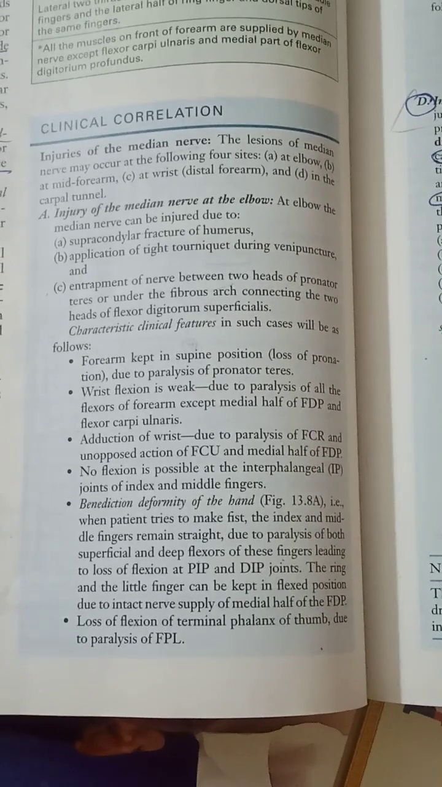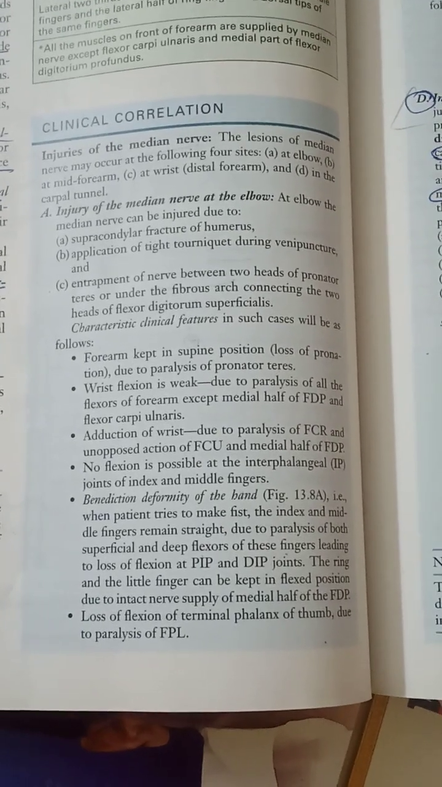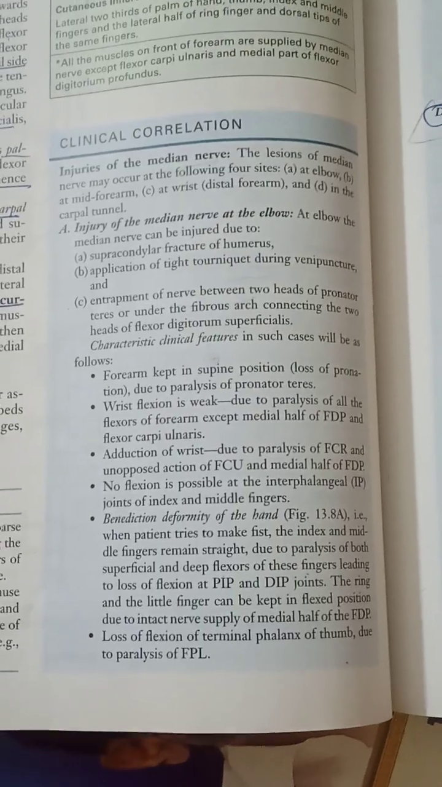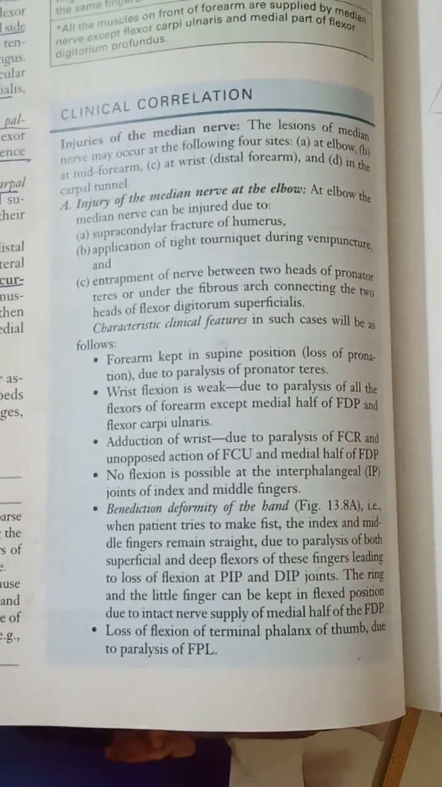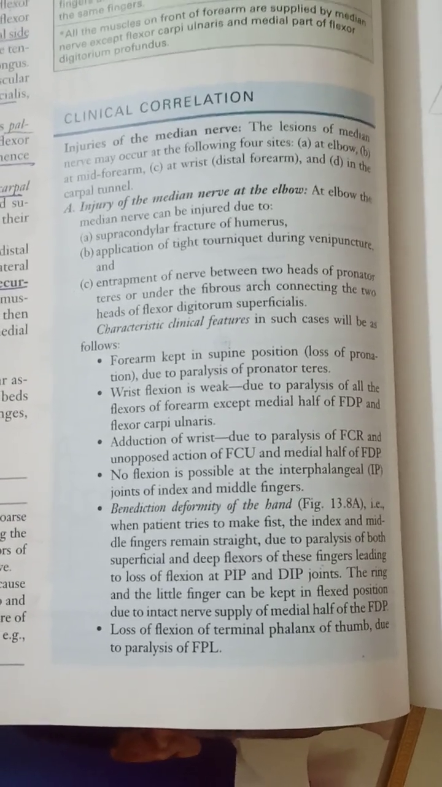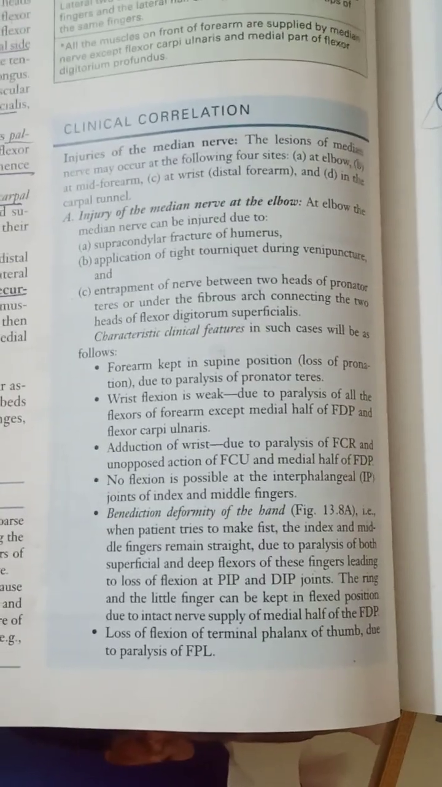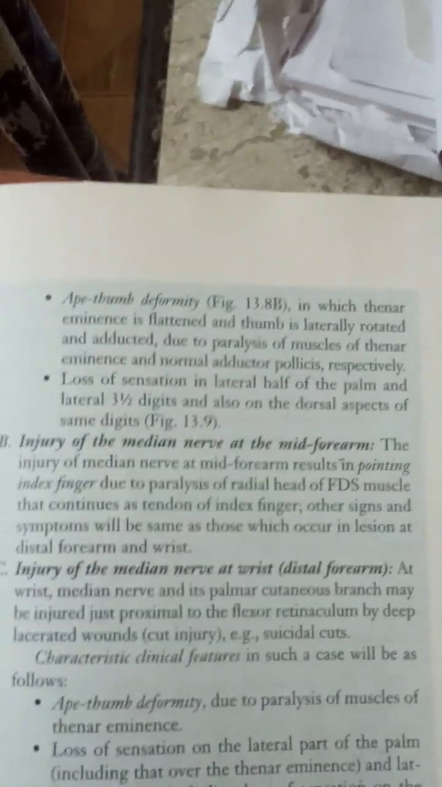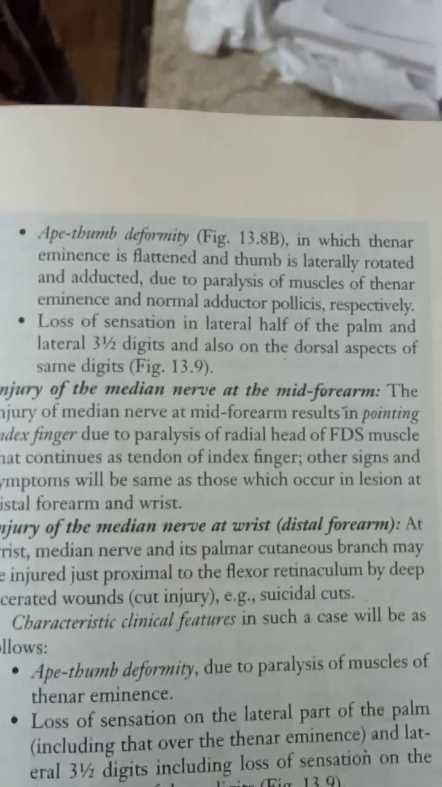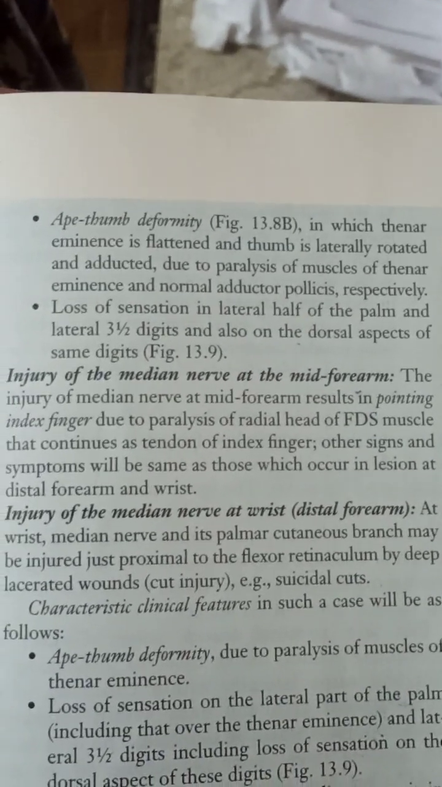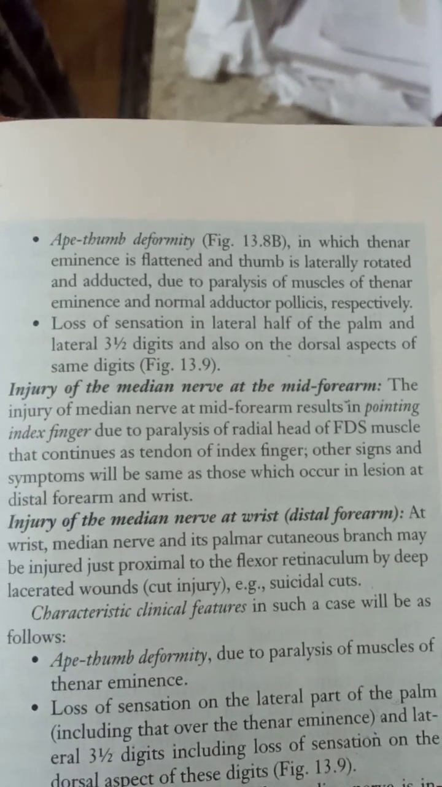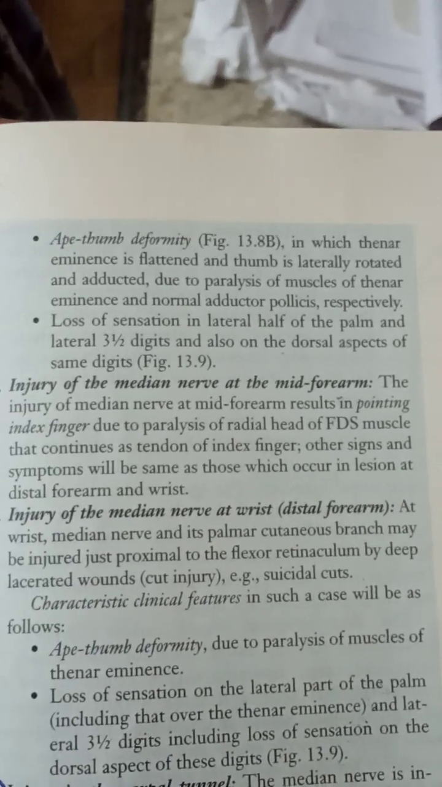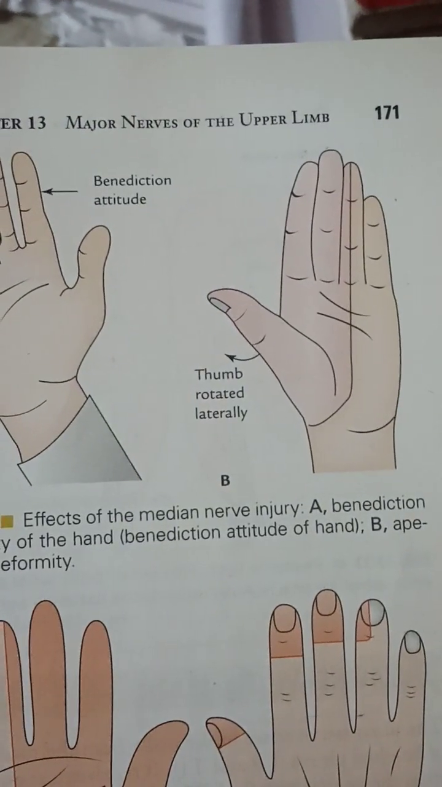Benediction deformity of the hand: when the patient tries to make a fist, index and middle fingers remain straight due to paralysis of both superficial and deep flexors of these fingers, leading to loss of flexion at the proximal and distal interphalangeal joints. Loss of flexion of the terminal phalanx of the thumb due to paralysis of flexor pollicis longus. Thumb deformity, in which thenar eminence is flattened, thumb is laterally rotated and adducted due to paralysis of muscles of thenar eminence, but normal adductor pollicis respectively. See here, this is the thumb deformity, thumb is laterally rotated and adducted.